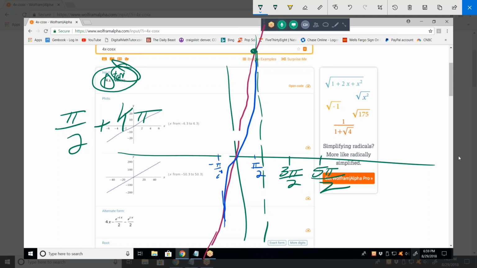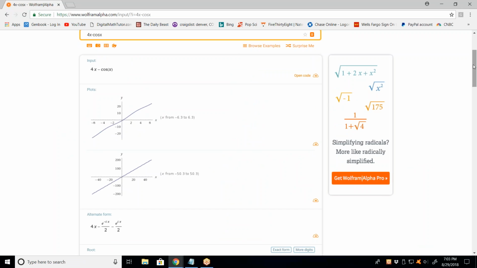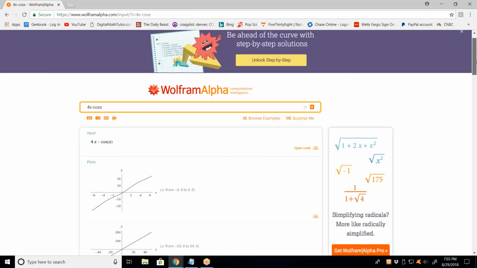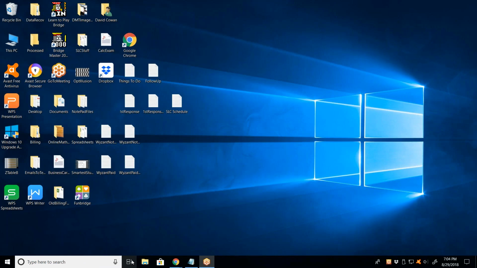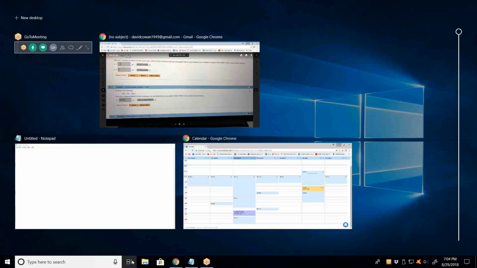So for the next problem that's right on top of number 11, so yeah, and if you go... No, hold on. I'm in Wolfram Alpha. Oh, okay. Let me get out of this.